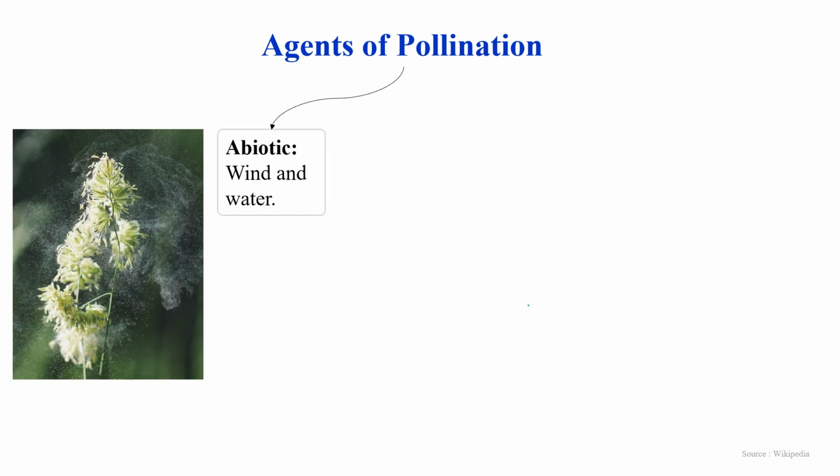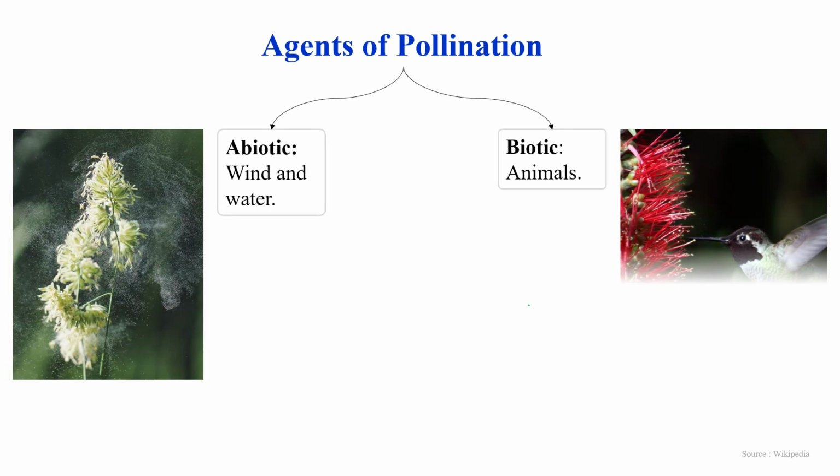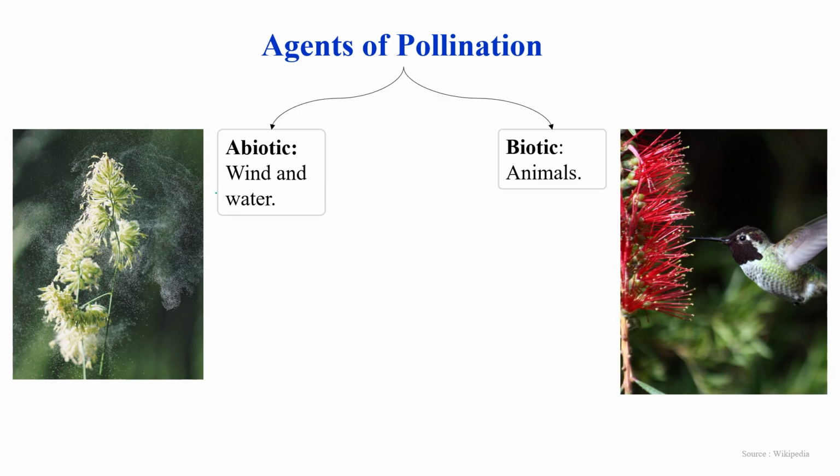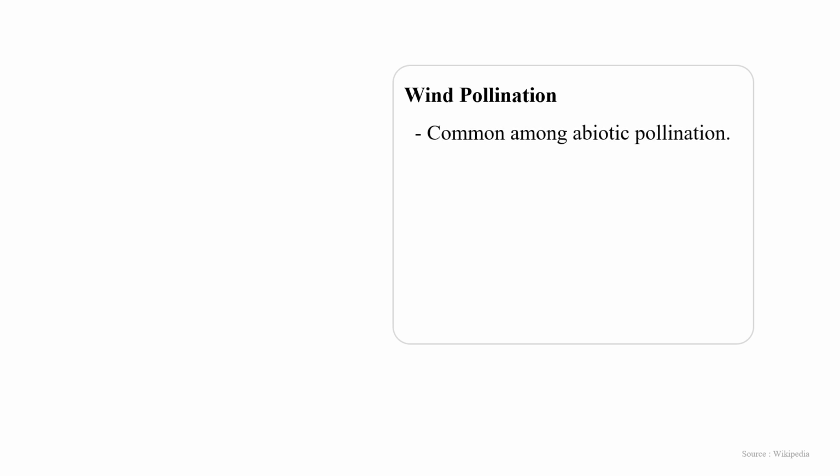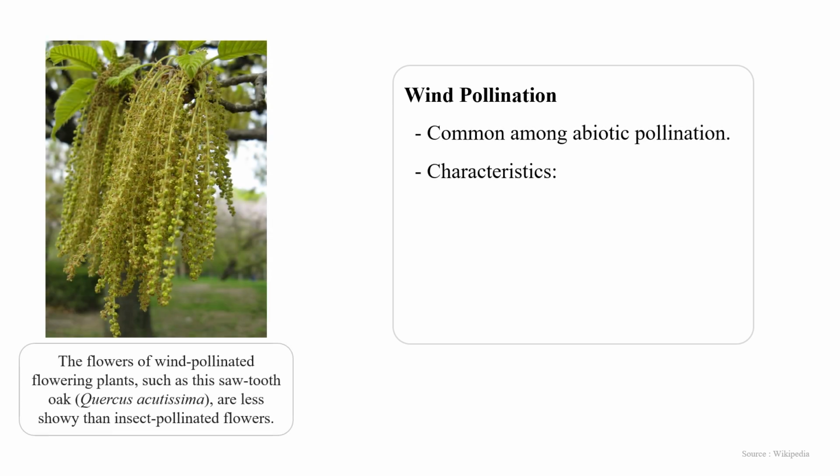Some come under the abiotic category and some under the biotic category. Abiotic means wind and water; these types of agents come under abiotic agents, while if some kind of animal or insects are involved, that time it is biotic agents, right? So first is abiotic, and in abiotic the first type of pollinating agent is wind, and this one is very common among abiotic pollination. What are the characteristics?